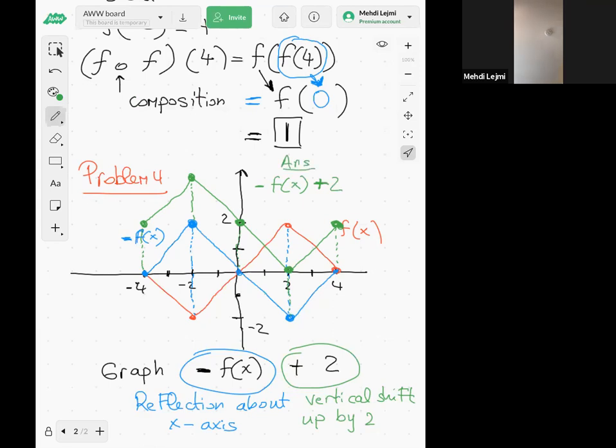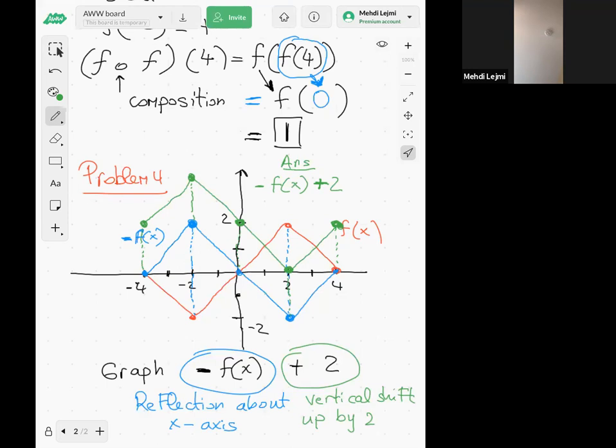All right, in the test, guys, you don't have to graph minus f of x if you don't want to, okay? But I guess it would help if you graph minus f of x first, and then, of course, shift your graph up by 2. Any questions, guys?